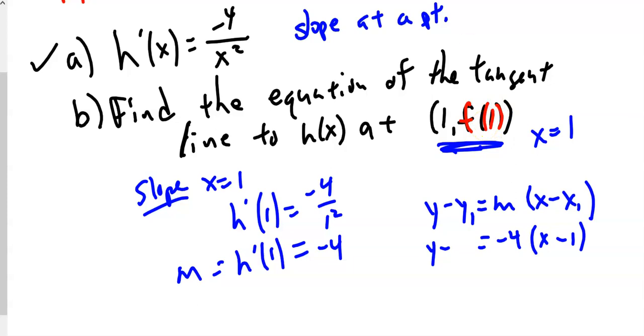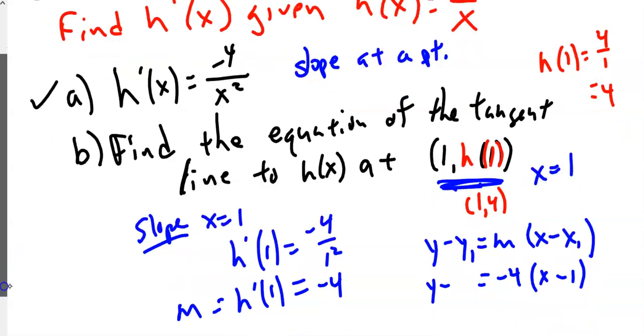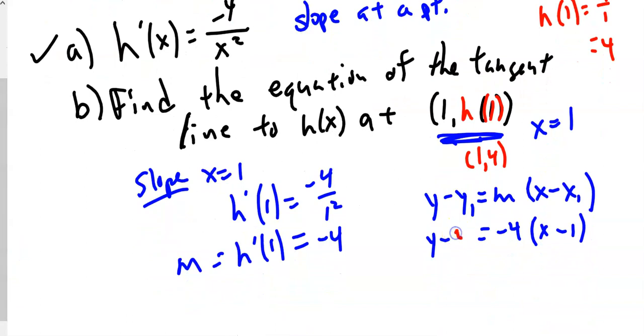I apologize. I keep putting f's in there instead of h's, because our original function is h. Here, right? Here's our original function. So that's exactly how we find that. We plug it into our original function. So h of 1 would be 4 over 1, which is 4. So our actual ordered pair is 1 comma 4, right? So that's the 4 that goes here.